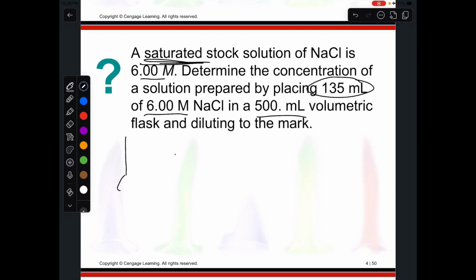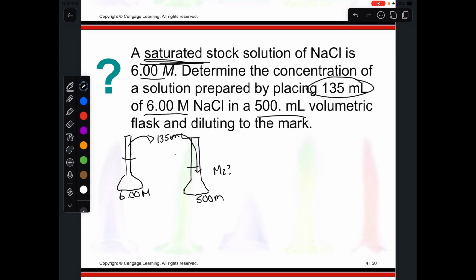a 500. Now, when students are starting to learn about this, I like to almost draw pictures to help us visualize what's going on, and I'm a pretty good artist, so this should really help you understand. So we have a 6 molar solution, and we are going to take out 135 milliliters of it. When in doubt, draw a picture for dilution problems, and we're going to put it into a new, these are my rendition of volumetric flasks here. We're going to put this into a 500 mL. So 135 mL are going to go in there.